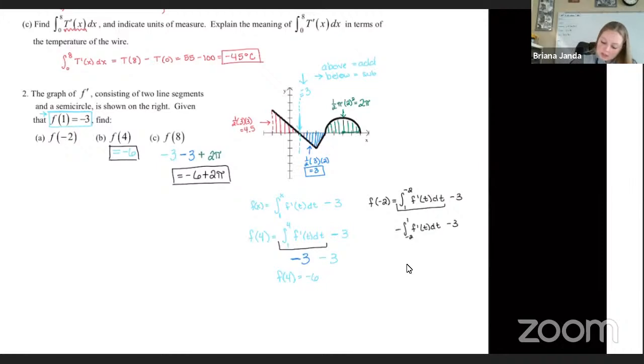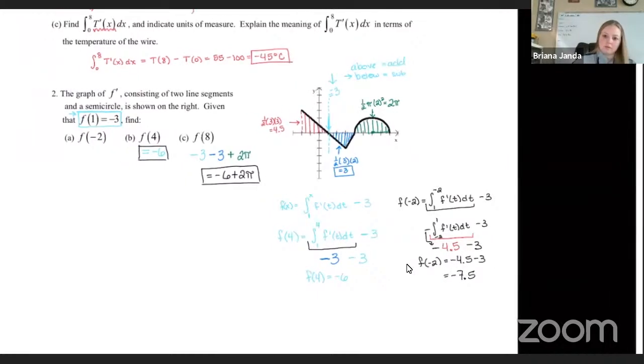And then this section right here is represented by that triangle, and we found its area to be 4.5. But this negative needs to now sit in front of it. And so then if we put that all together, we find out that f of negative 2 is negative 4.5 minus 3, or negative 7.5.